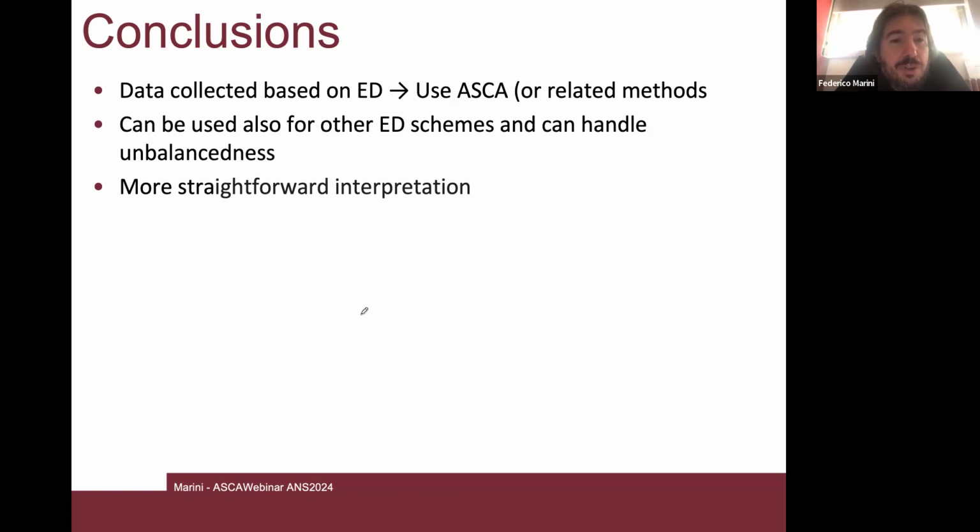So with respect to just taking the data and doing, for instance, a simple PCA, taking the experimental designs into account gives a more straightforward interpretation, but also a more complete and validated interpretation about the effect of the individual terms and interactions on the multivariate data.